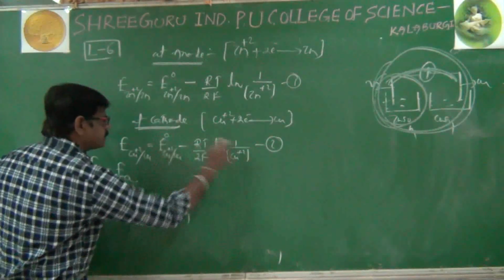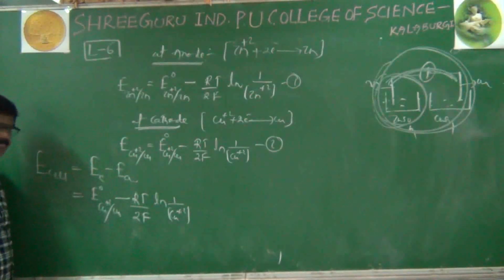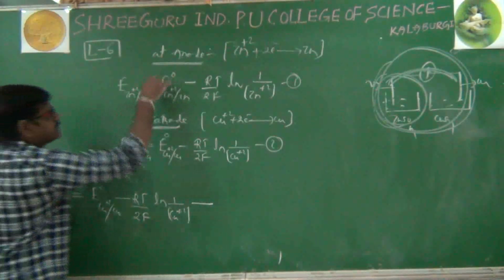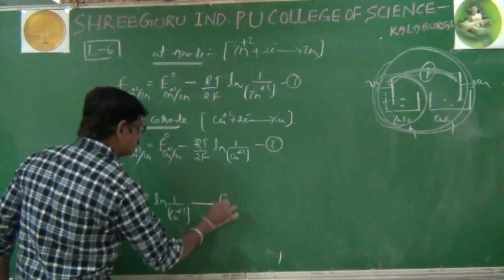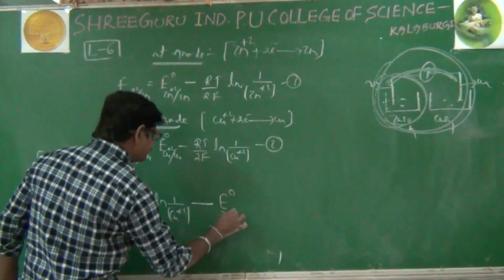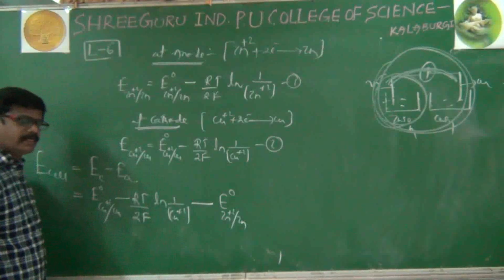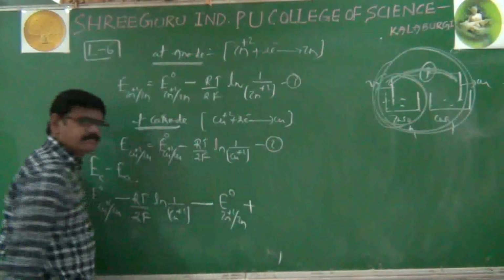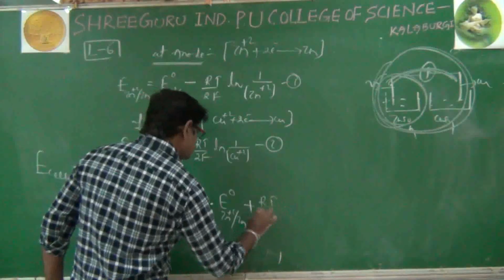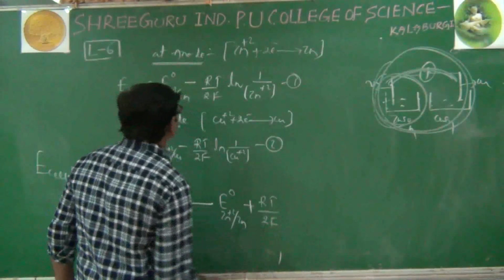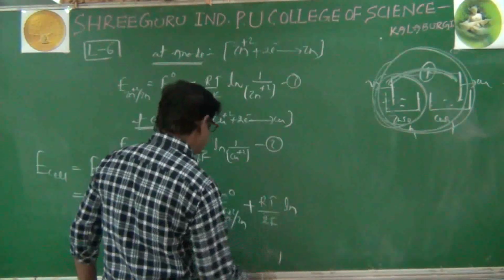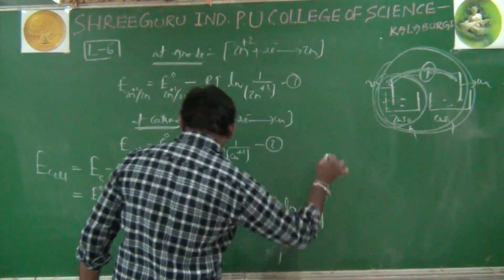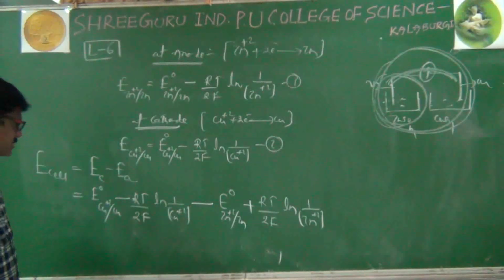The same value from here to here is copied here. Minus E anode. Anode is nothing but again this value, which we have to copy: E⁰ Zn²⁺/Zn. Then here minus is written, so this minus becomes a plus: RT by 2F ln 1 by Zn²⁺.